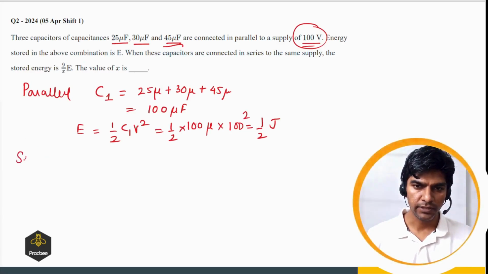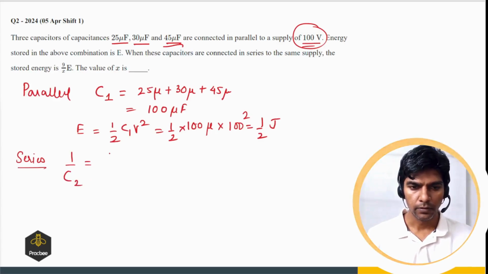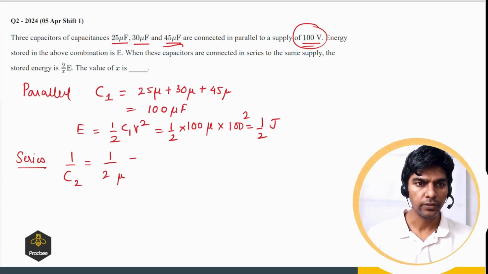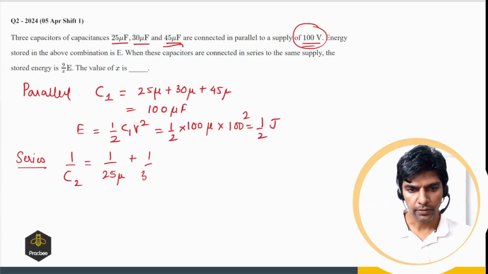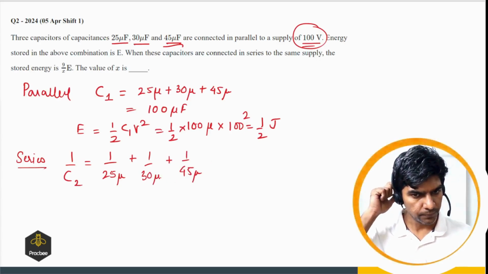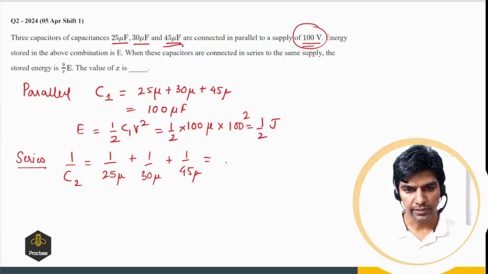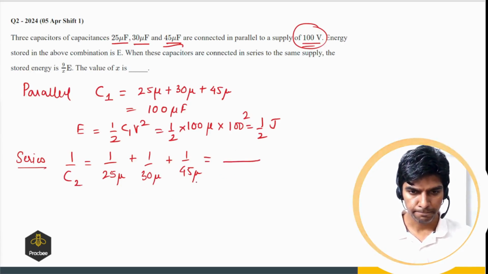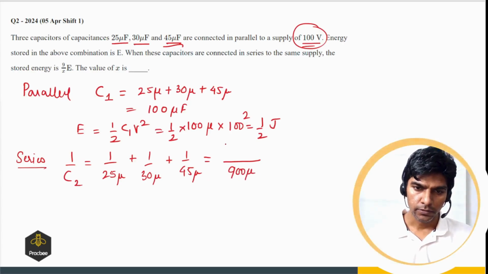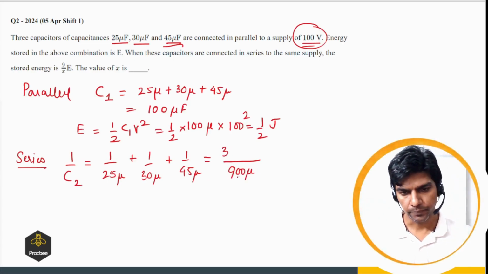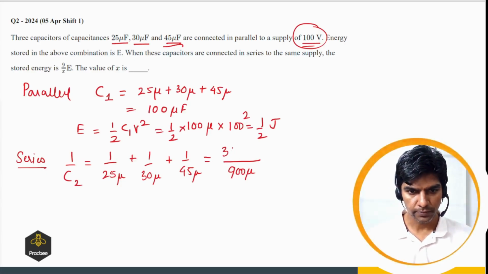So in series combination, the equivalent capacitance will be 1 by 20 micro plus 1 by 25 micro plus 1 by 30 micro plus 1 by 45 micro. Right, so in this case, what is the LCM? So we have 300, and this, let us take it as 900, right? 900 micro.